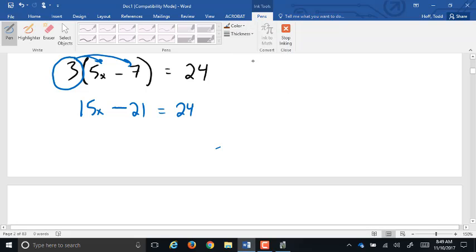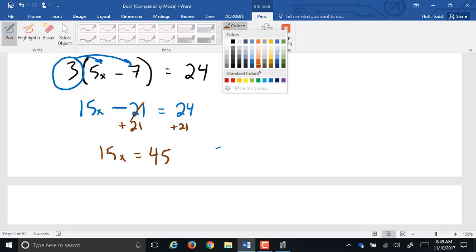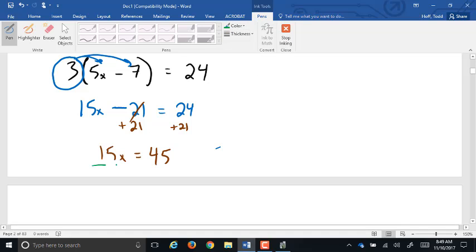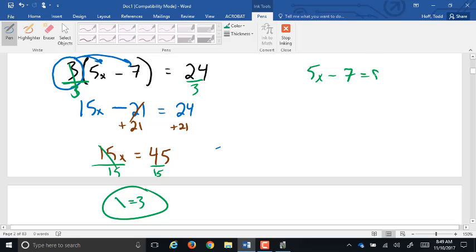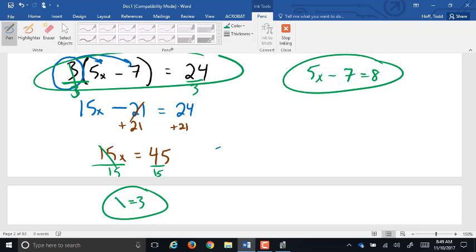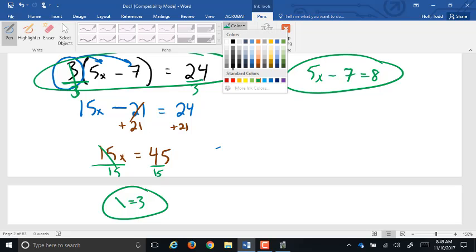What do we do? Add 21. So 15x equals 45. And we divide by 15. Very good. X equals 3. Now I get asked all the time, couldn't I have just gone up here and divided by 3 here and divide the 24 by 3? You get 5x minus 7 equals 8. Well, in this case, we could have done that. It would have worked. But there are cases where it doesn't work.